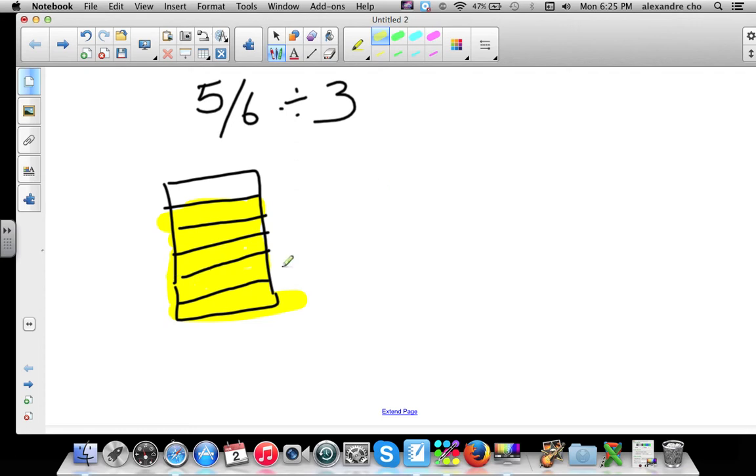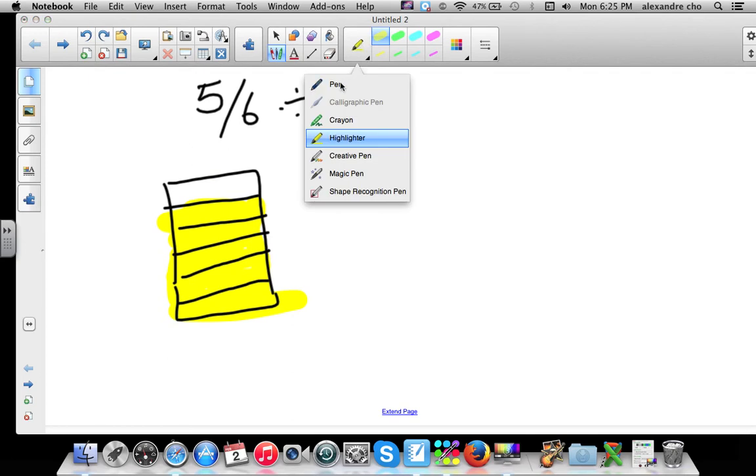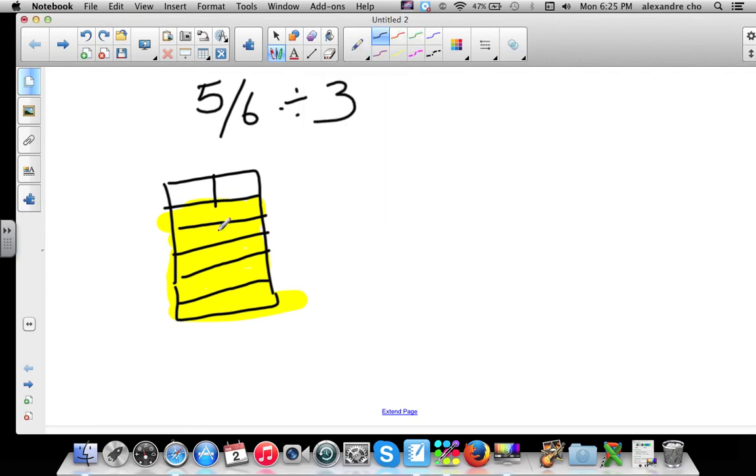Okay, so let's see. I have 1, 2, 3, 4, 5, and that's not going to work. So let's, again, cut this in a way where 3 people can share this evenly. Well, let's see if this helps. If I create, not that, obviously. If I create, let's cut that in half. Let's see if that helps.